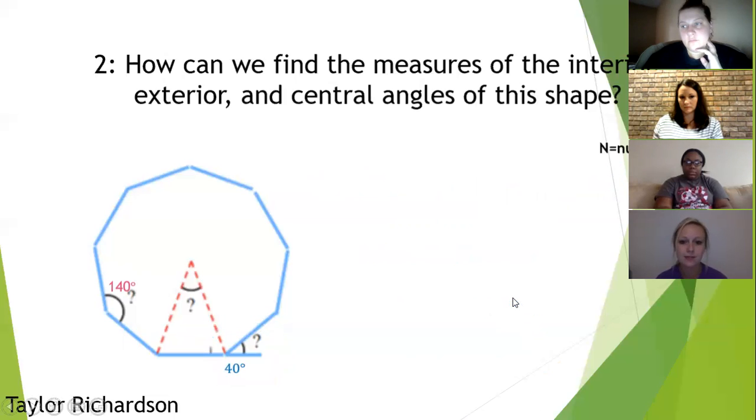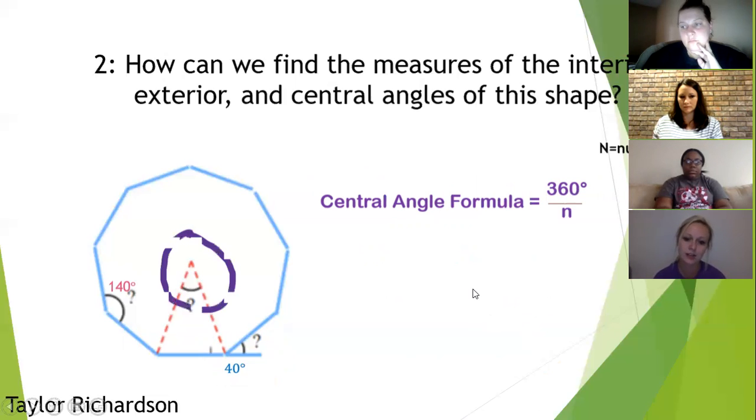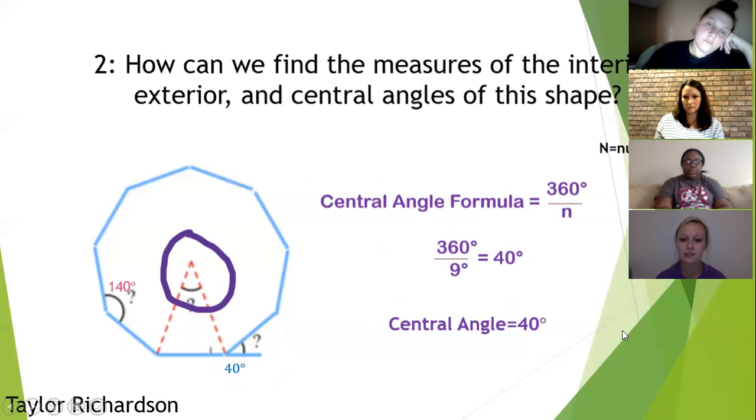And lastly, we're going to look at the central angles. And the central angle formula is 360 degrees divided by n, where n is the number of sides. So we're going to take 360, that's our central angle. We're going to take 360, divide it by 9, and we get 40 degrees. So that means that our central angle is also 40 degrees.